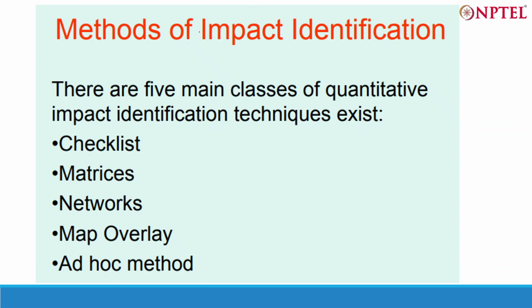Now, what are the different methods of impact identification? These methods are actually discussed in the article also. I have made a more detailed version so you can grasp what impact identification methods are. There are five main classes of impact identification: checklists, matrices, networks, map overlay, and ad hoc methods. We'll discuss these one by one. Before that, I want you to look into these methods, search Google or something, and come up with your questions in the chat box.